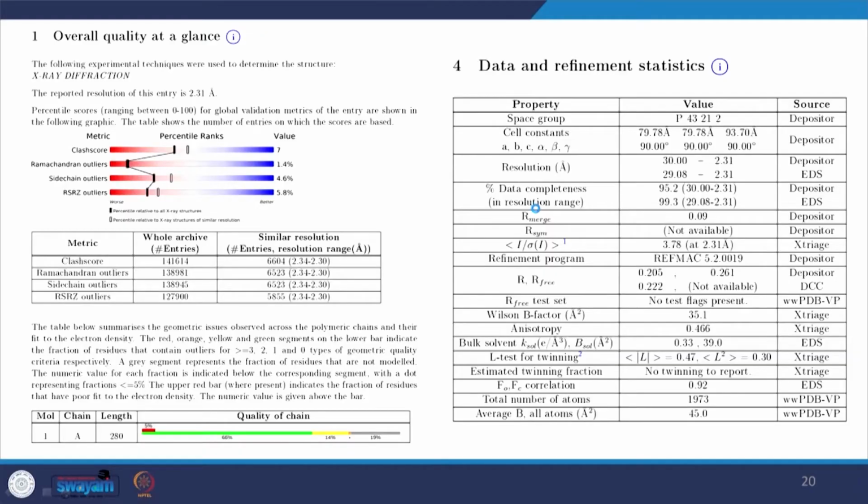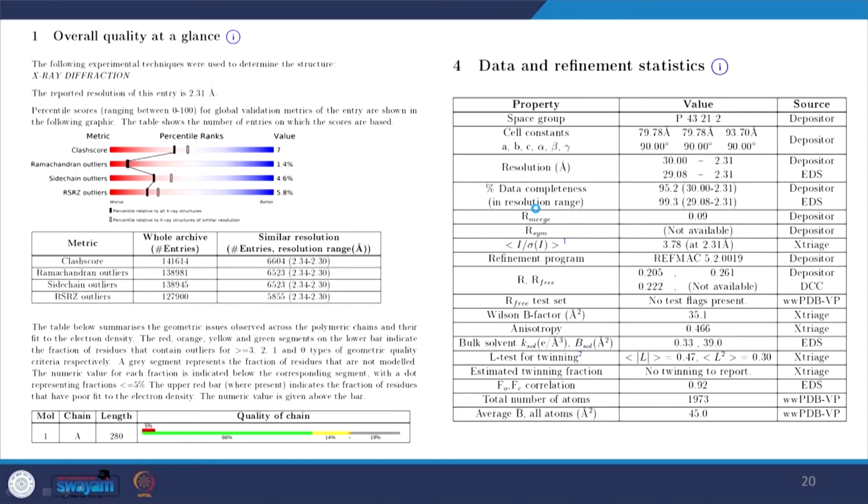So, as I told, overall quality at a glance here, the following experimental techniques were used to determine the structure: X-ray diffraction. So, the technique is given, the resolution is 2.31, the resolution is given, the percentile score for global validation matrix of the entry are shown in the following graphic. So, if you see where it is ranked, you see from worst to better. So, you will see the position of the structure.